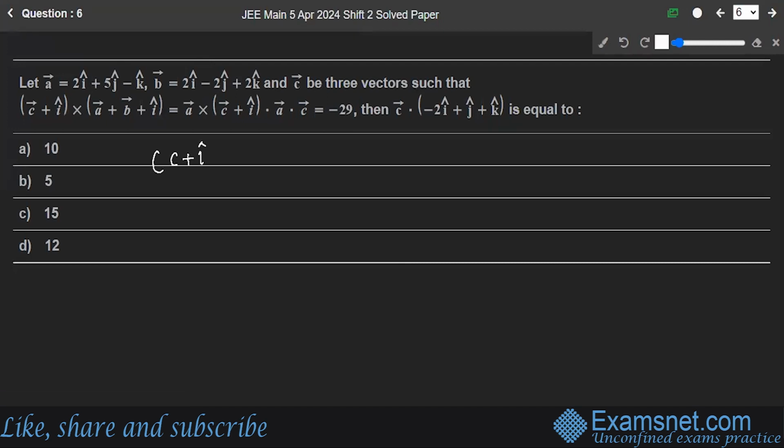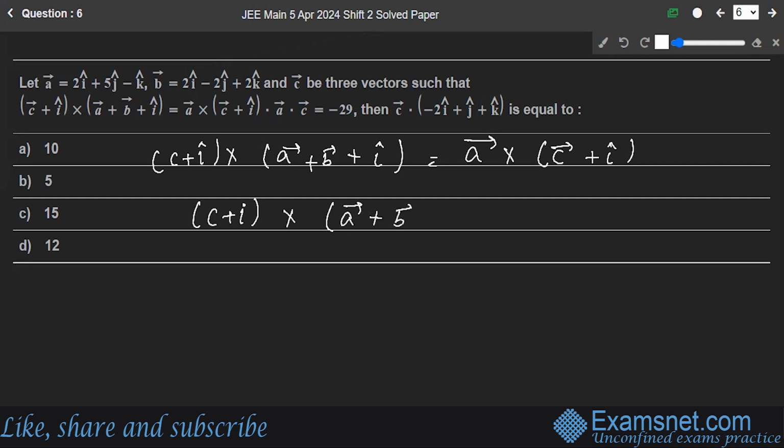You have C plus i cross A plus B plus i is equal to A, C plus i, this vector. So this C plus i, let's take common. C plus i multiply A plus B plus i cap. And I'm taking A on this side.